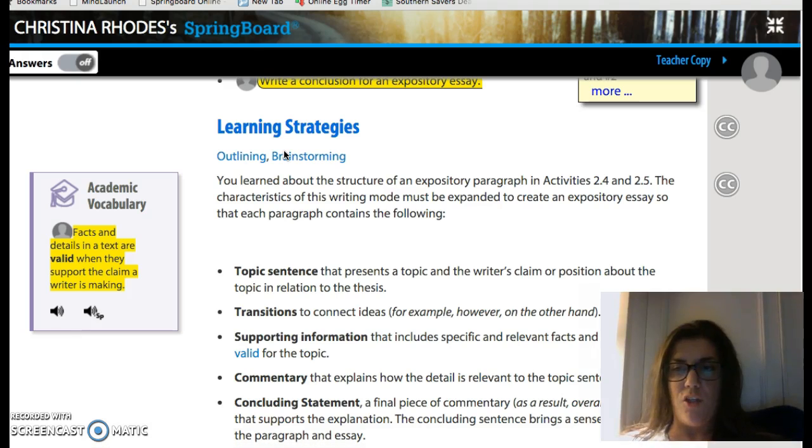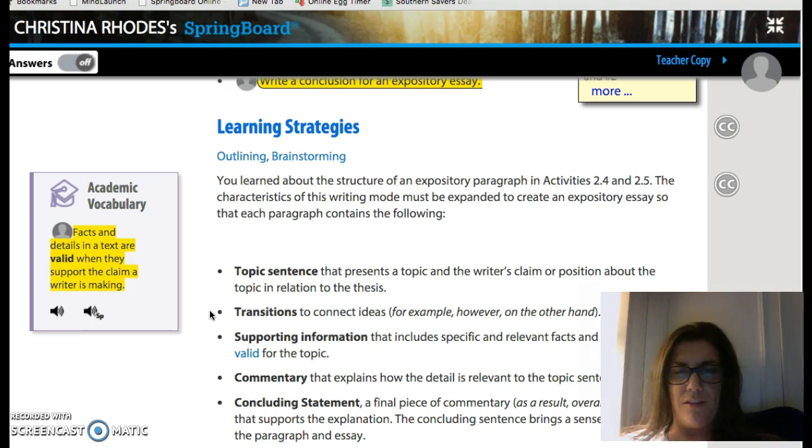You're outlining your essay to explain how advertising affects teens. You're brainstorming how you can flesh that out into an essay. You do have to know academic vocabulary on the left. So the word is valid. It says facts and details in a text are valid when they support the claim a writer is making. Please read this definition to your shoulder partner now.